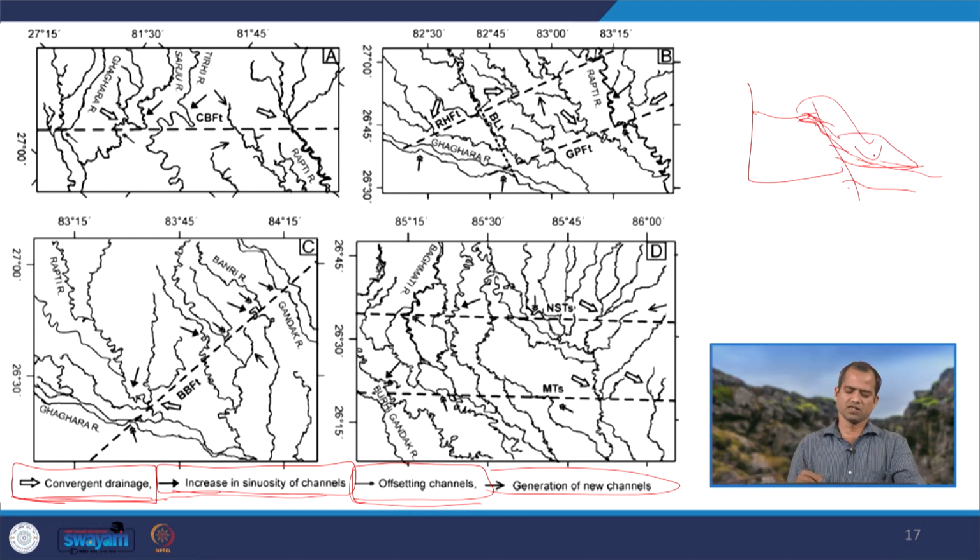So, that means new stream generation, offsetting channels, increase in sinuosity, convergent drainage, these are the indicators of the faults, particularly in the alluvial plains. I am not talking about the hilly terrain, it is easy to identify faults in the hilly terrain. However, in the plain area, particularly the alluvial plain, it is a difficult task. That is why, with these indirect evidences and with the help of fluvial geomorphology, we are capable of identifying this fault system.